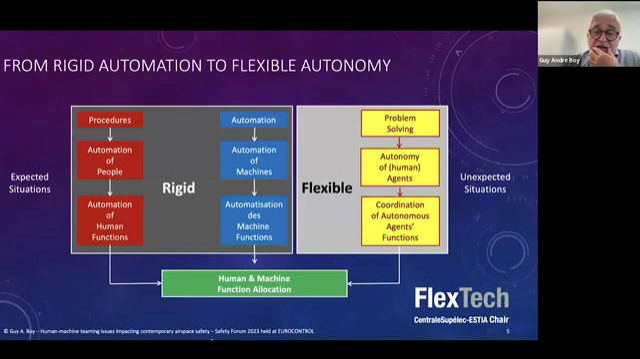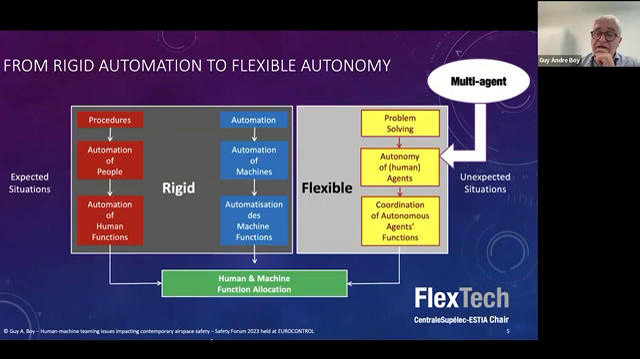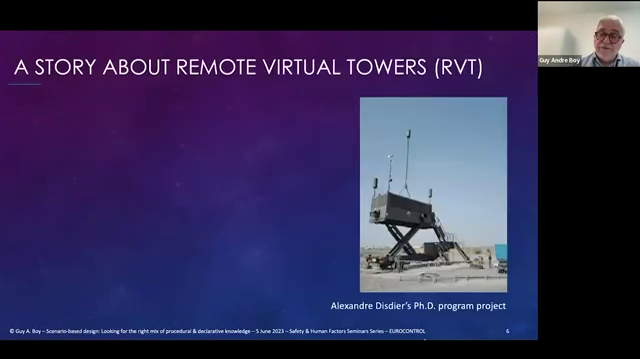We call this shift today from rigid automation to flexible autonomy. It's very fashionable to talk about autonomy today. And I'm going to enter into these details in a few minutes. So all this is done in my FlexTech chair. The shift is also from single agent approaches to multi-agent approaches.